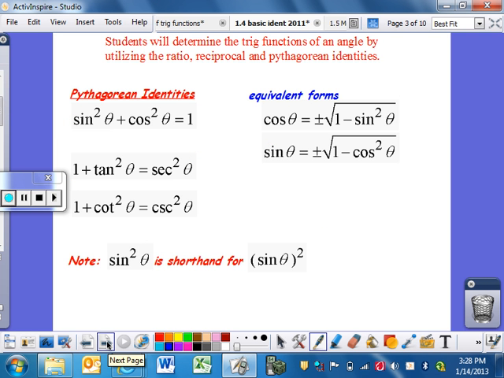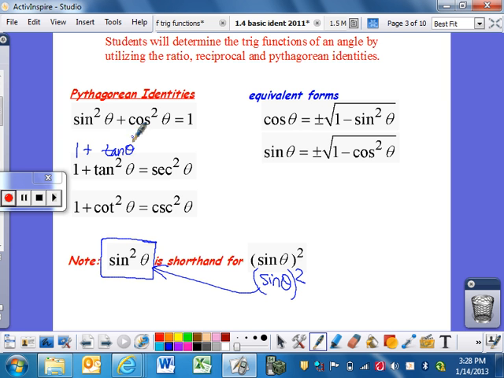Okay, so we have Pythagorean identities, equivalent forms, and then the simple ones on the previous page, the ratio identities and reciprocal identities and things like that. Just a quick note, this is sine squared theta. This is how we denote it, so there's no parentheses. But it actually means sine theta, whatever it happens to be, quantity squared, the exact same thing. So I just want to preface that. This is exactly like saying 1 plus tangent theta quantity squared, but it's just cleaner to write it without parentheses. So that's the idea.